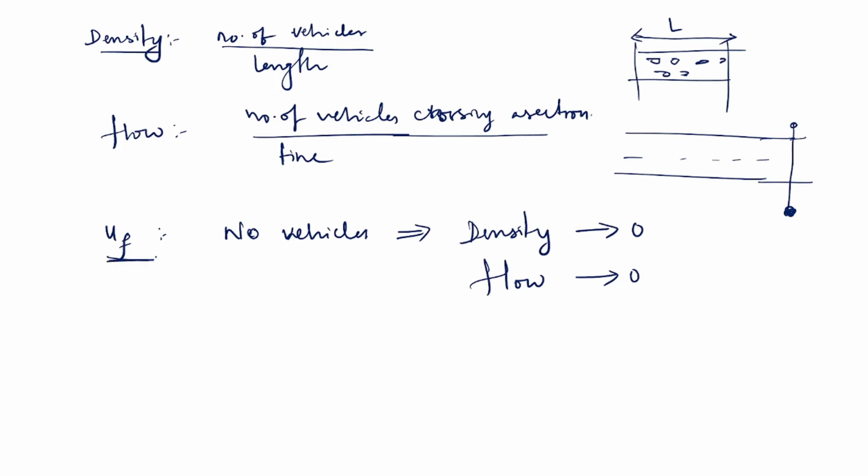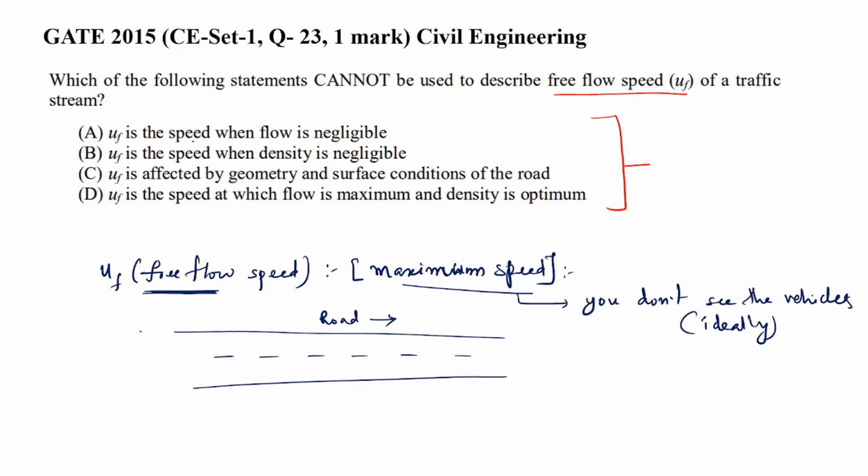Okay, now we will go with the options. UF is the speed when flow is negligible, correct. UF is the speed when density is also negligible, correct. UF is affected by geometry and surface conditions of the road. UF is maximum speed, and maximum speed is definitely dependent upon the surface conditions of the road. If the road is not good, if there are many undulations, your maximum speed will reduce. So it's obvious that it depends upon the geometry and conditions of the road.